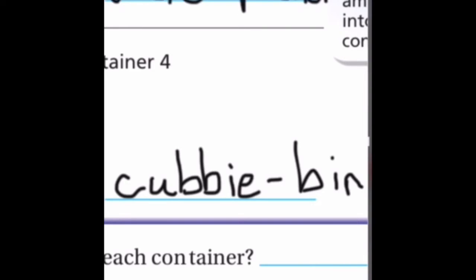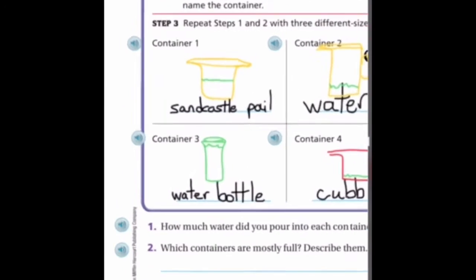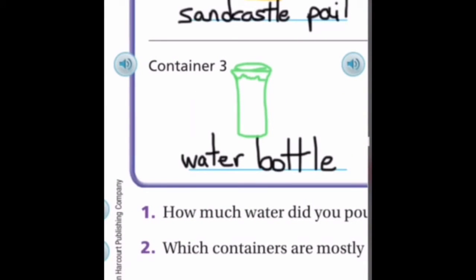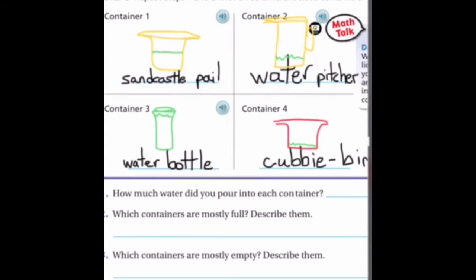Okay, we had our big rectangular cubby or bin, and the water, yeah, not much at all, right? So that one's much bigger than a liter. Only one of those 4 was about 1 liter size, and that was the water bottle. So let's look at our 3 questions. How much water did you pour into each container?